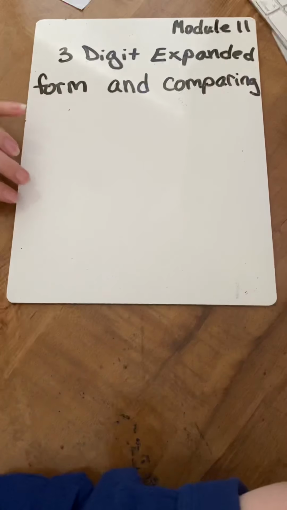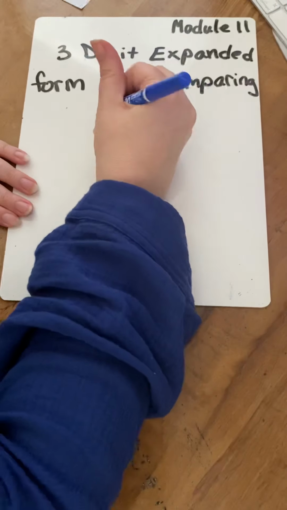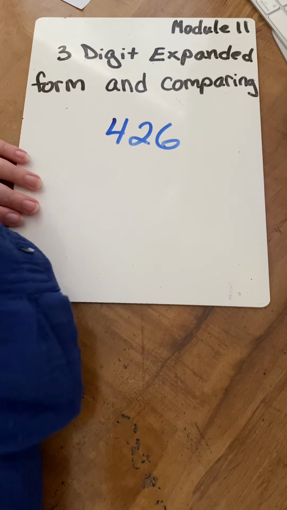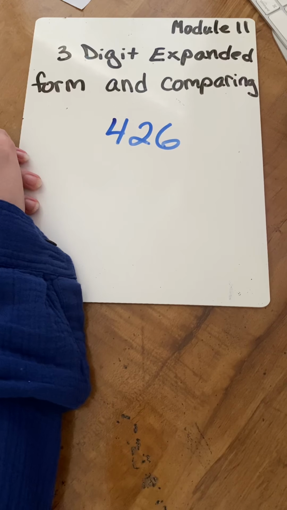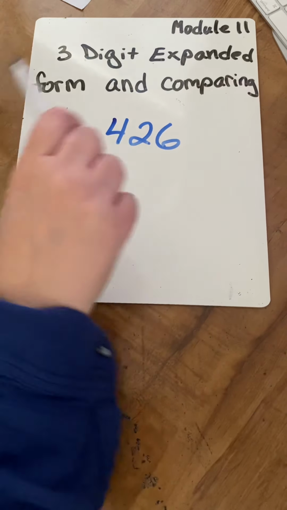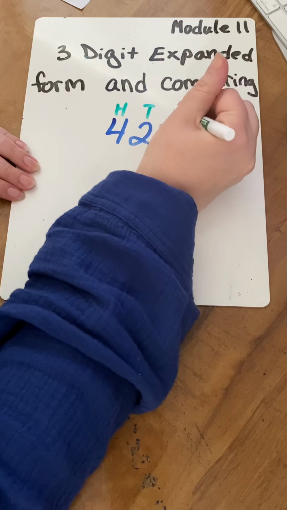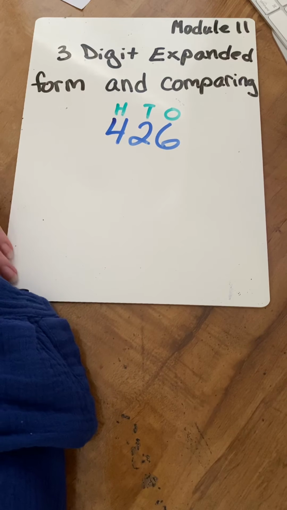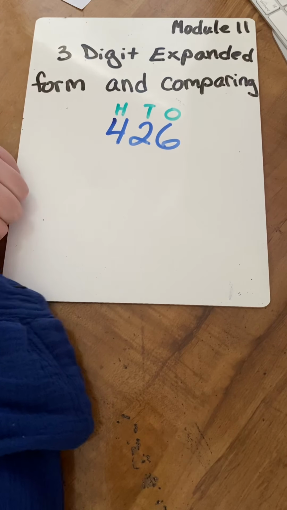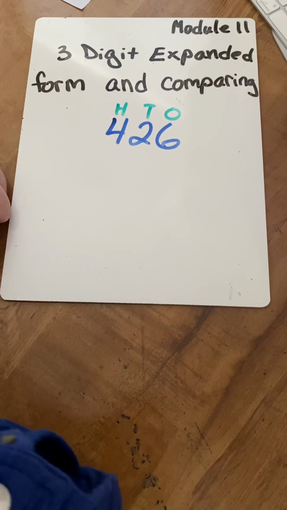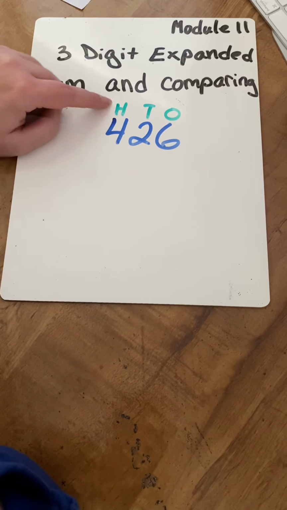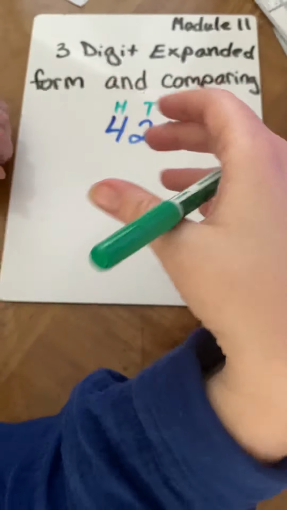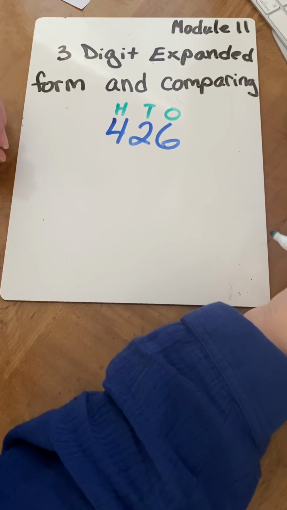This time, I want you to write the number 426. And let's put our HTO on top. Not just T and O anymore, it's HTO because it's hundreds, tens, and ones. All right, so what is the value of the hundreds place? Well, how many hundreds flats would I need to make 4 hundreds? I would need 4, right?